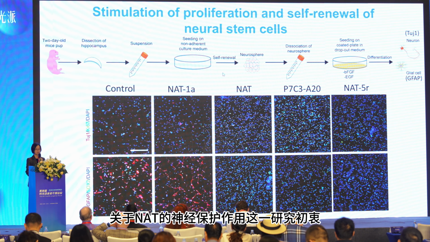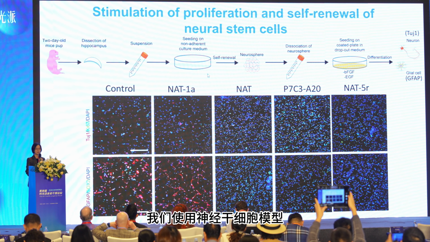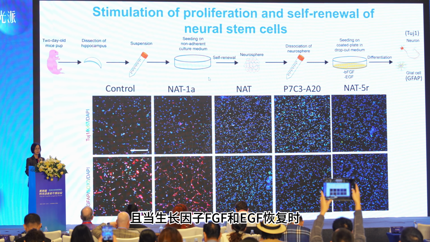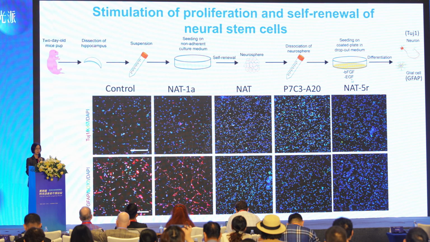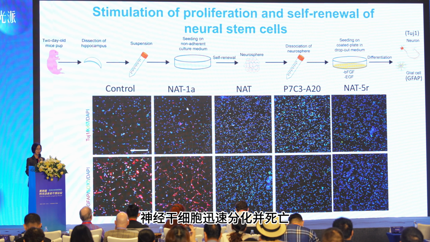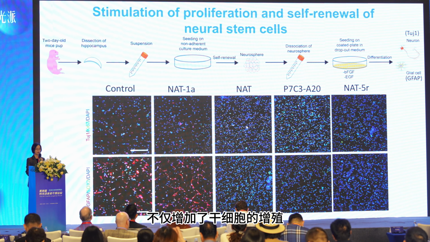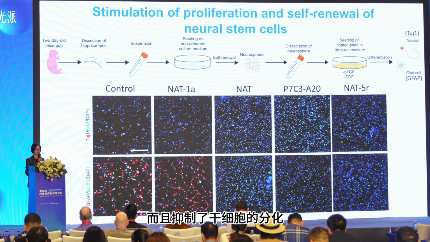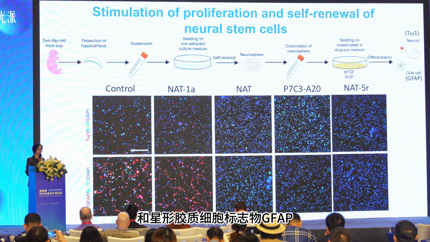How about the original purpose of neuroprotection by NAD? So we use neural stem cell models, and when we remove the growth factors, FGF and EGF, the neural stem cells quickly differentiate and die. But with NAD and the P763 chemicals, they not only increase stem cell proliferation, but also inhibit the differentiation of the stem cells, as shown here by the neuron marker and the astrocyte marker GFAP.